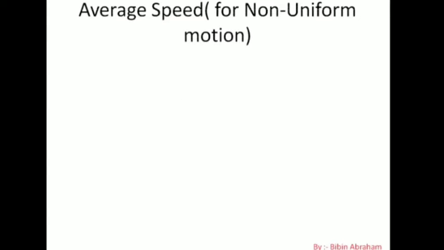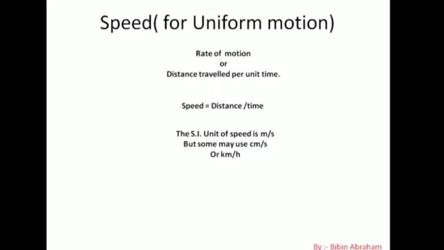Now there is something known as average speed. Average speed is used for non-uniform motion. Normal speed is used for uniform motion. Uniform motion means you are traveling equal intervals in equal amounts of time, right? Let me give you an example of normal speed. Let's say you travel a distance of 20 kilometers by your bicycle in, let's say, 1 hour, right? So your speed is, distance is how much? 20 kilometer, time is 1 hour, speed is 20 kilometer per hour. I hope that is clear.